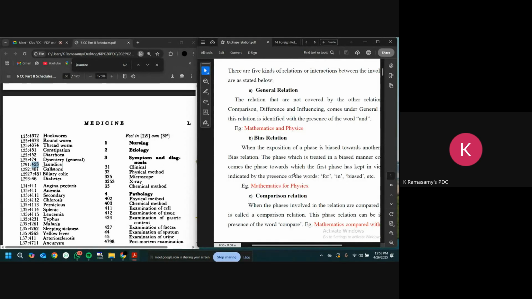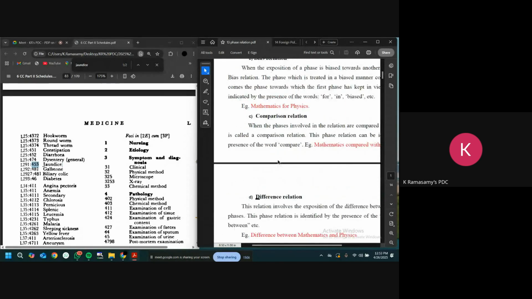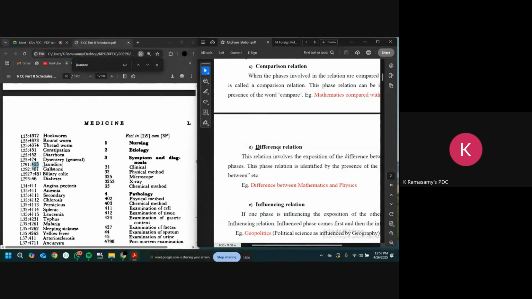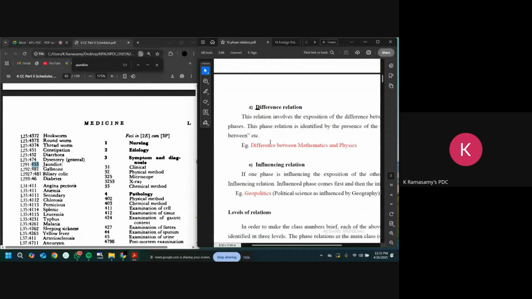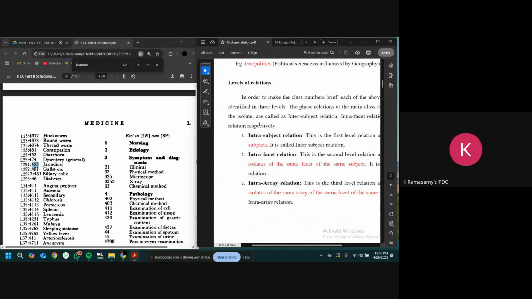That's called bias. Comparison, you are comparing two subjects. Difference, you are trying to find out the difference between two subjects. Influencing, how one subject is creating impact or influencing another subject, for example the impact of IT on libraries. So these are the 5 different types of relations. Fine. Then comes levels of relation.